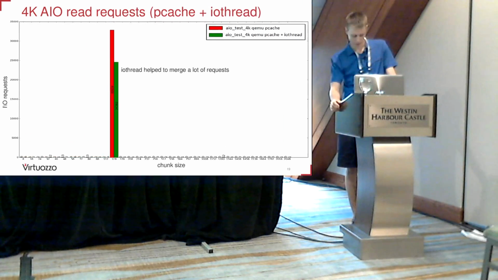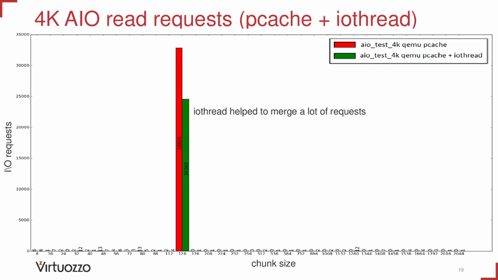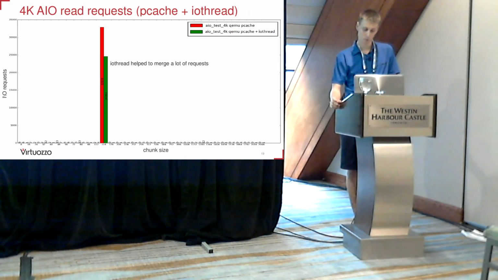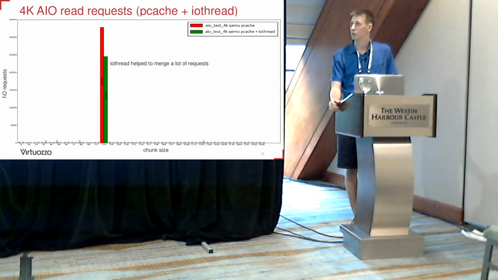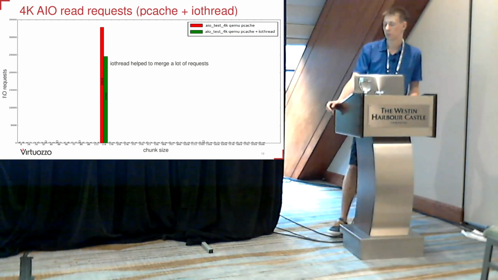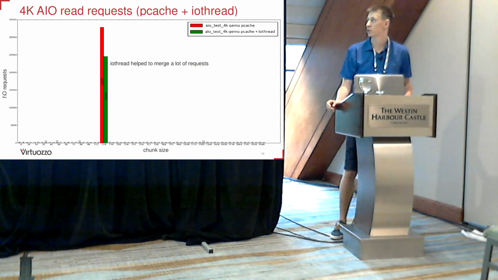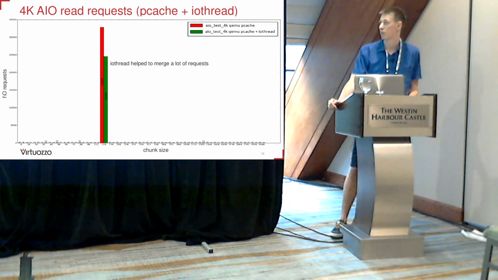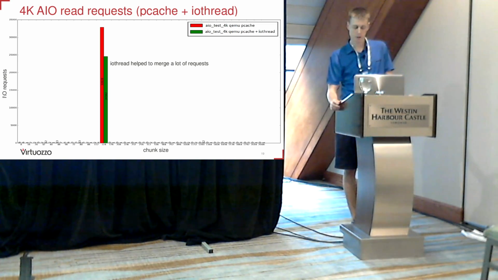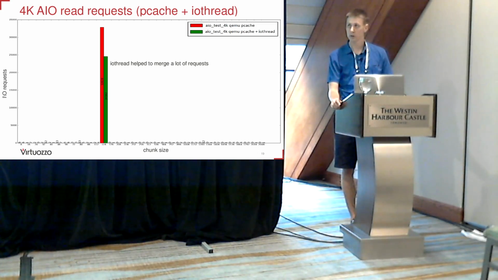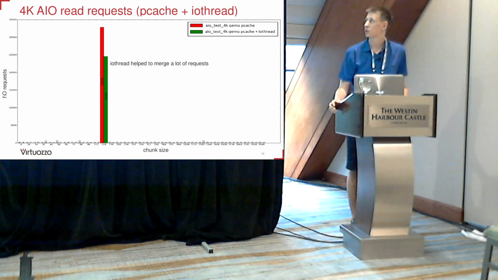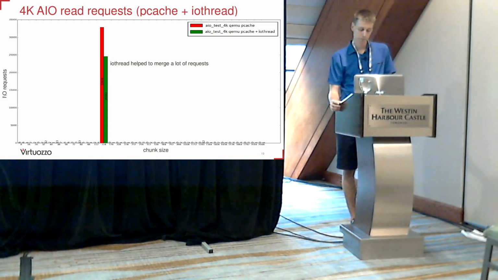A more interesting result we can see if we compare the pcache configuration and the pcache plus data plane configuration. Red marks QEMU pcache, green marks QEMU pcache plus data plane. As we can see, there are requests by 64 kilobytes in the configuration QEMU pcache plus data plane.